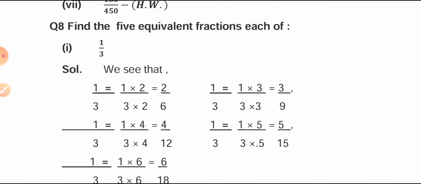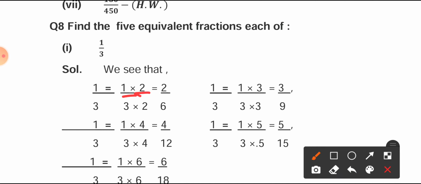Then question number 8, find 5 equivalent fractions of 1 by 3, the given question. Equivalent fraction means the fractions which are equal to the given one. And we have seen in the last class that equivalent fraction is like writing the table only. So first, 1 by 3 is already given. So we'll multiply by 2. If you are multiplying by 2 in numerator, you have to multiply by 2 in denominator also. So 1 2s are 2, 3 2s are 6. It means 2 by 6 is the equivalent fraction.